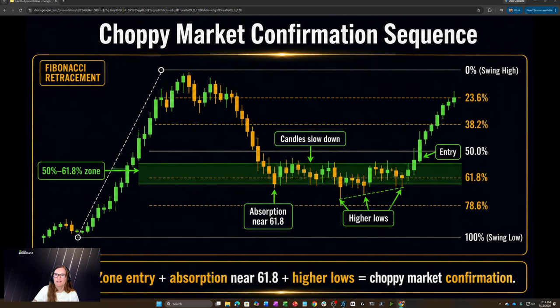So when price enters the 50 to the 618 zone, I am watching for the same signals: a slowdown in price and movement, absorption candles. Inside the zone, I want to see higher lows in an uptrending market or lower highs in a downtrending market. That is confirming that the deeper pullback has found buyers and they're stepping in.